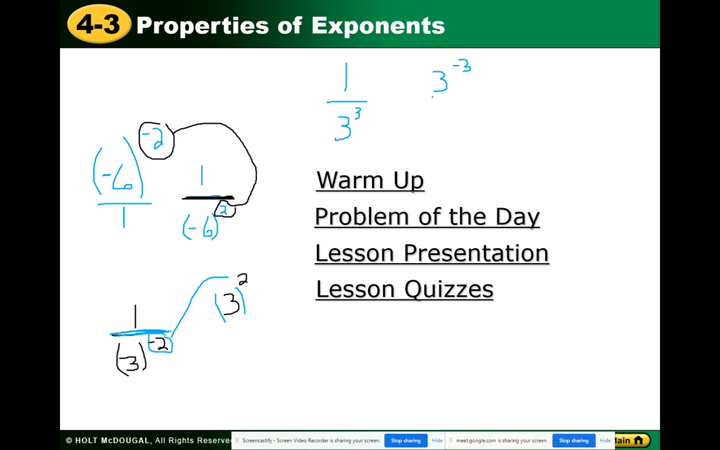Oh, do you see how I didn't write the 1? Because do I need to write the 1? No. But do you see how I brought it above? Did I change the sign there? Good job. So, anytime we go across that division, the exponent's sign changes, okay?